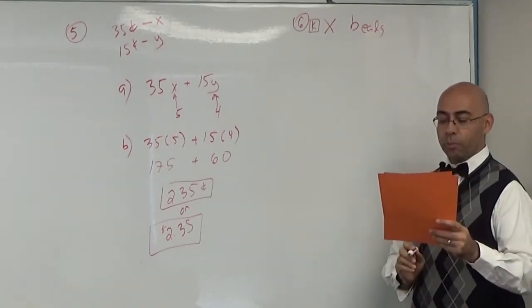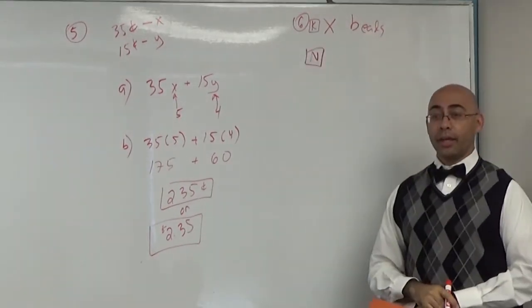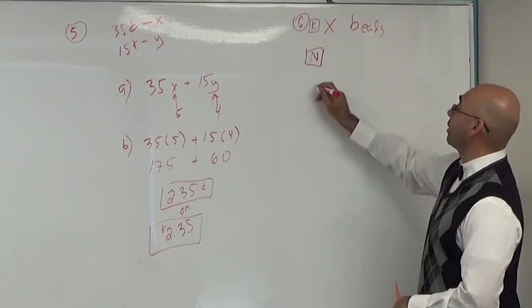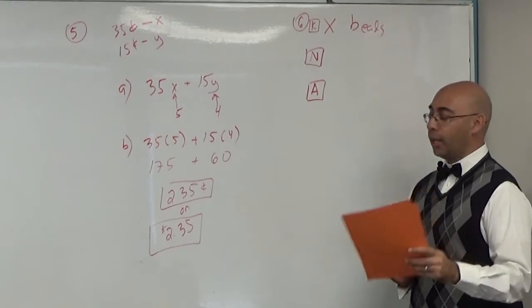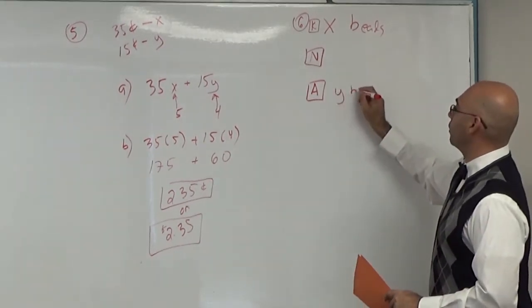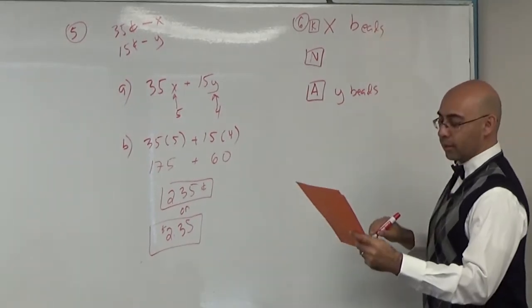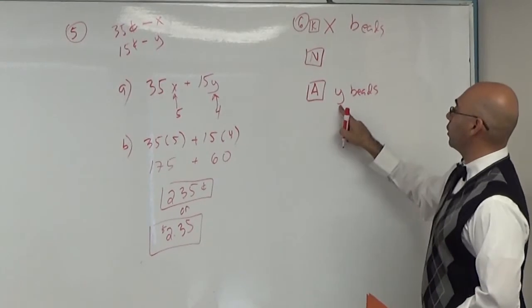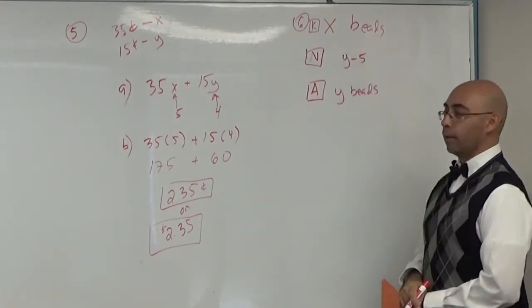Nathaniel has 5 fewer beads than Angelica. So I'm not going to write anything about Nathaniel yet because they mention another person. I don't know what that person has. So Angelica's right there. And we know that Angelica has Y beads. Kylie has X, Angelica has Y. Nathaniel has 5 fewer than who? Angelica. All right, and what is Angelica? Y. So that's going to be Y minus 5.